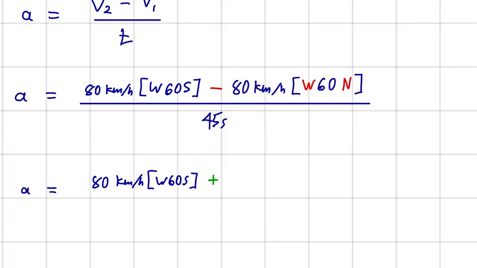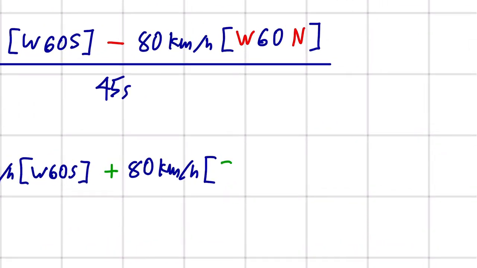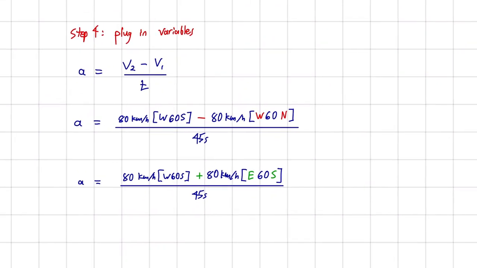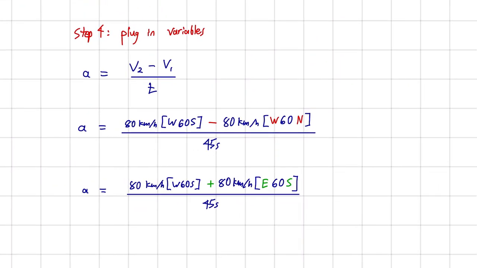So what we're going to have instead is we're going to add 80 kilometers per hour, and these directions, we're going to give the opposite directions also. So our west is going to change to east, and our 60 will remain the same, and then our north, got to do that in green, our north will become south, all over 45 seconds.